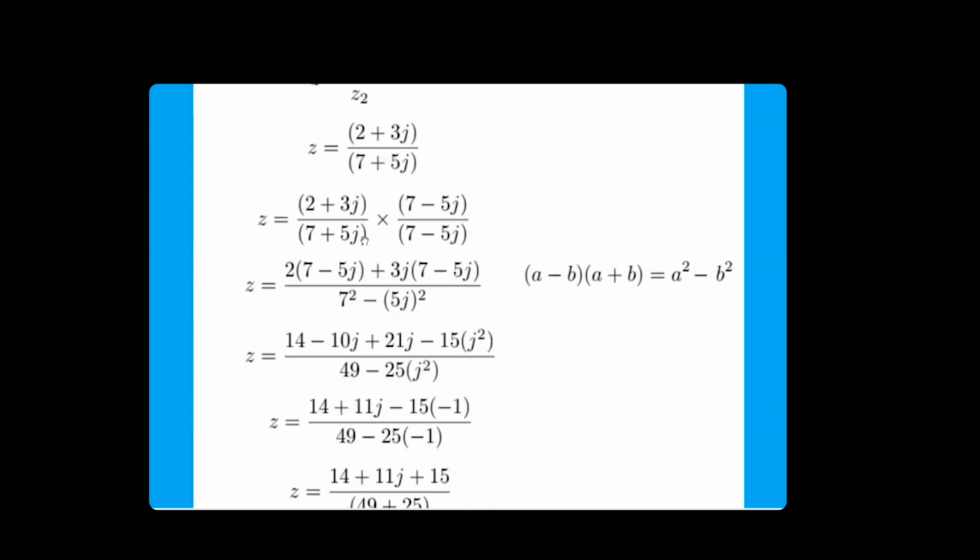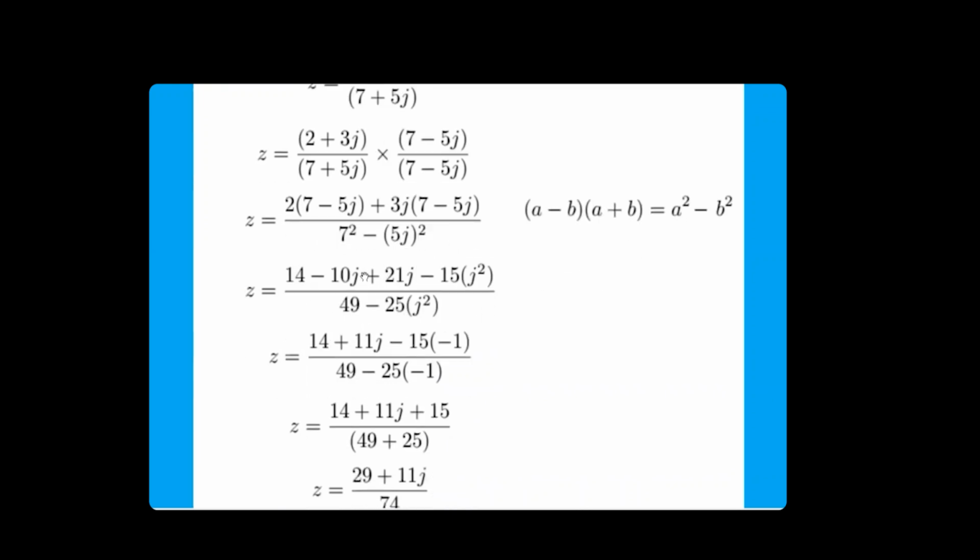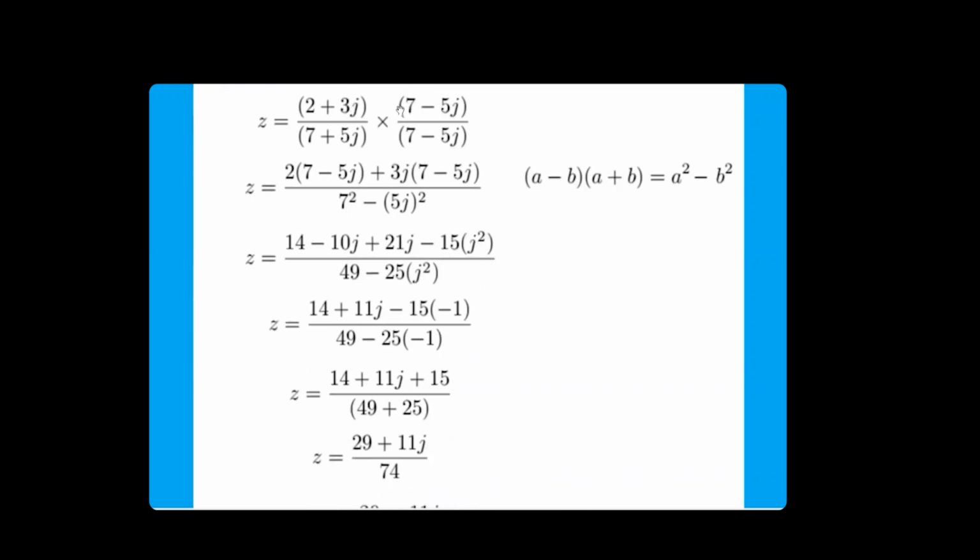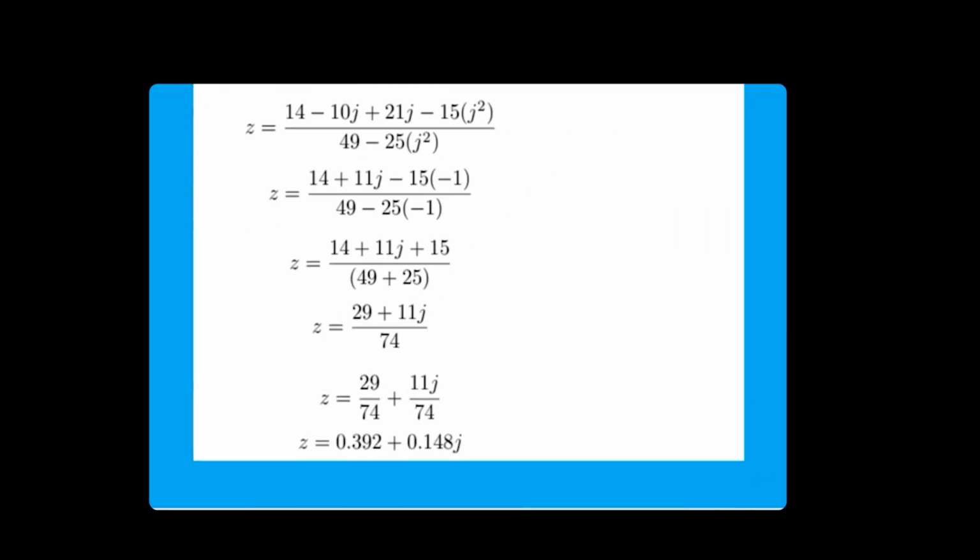The most important concept is the first step where you multiply and divide by the complex conjugate of the denominator. The rest is simple. Multiply the numerators and denominators and then simplify.